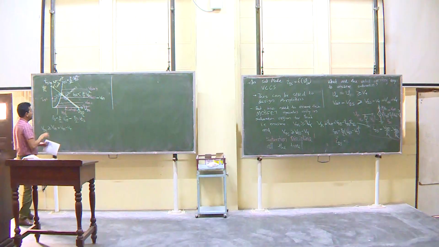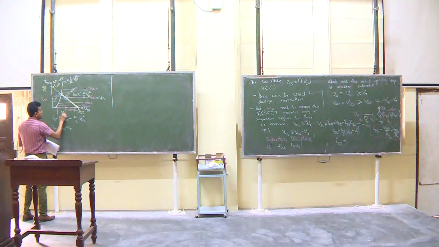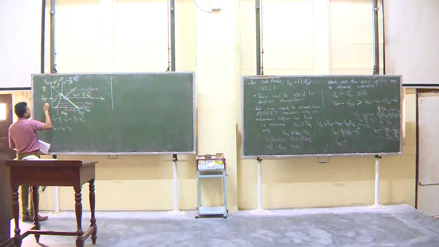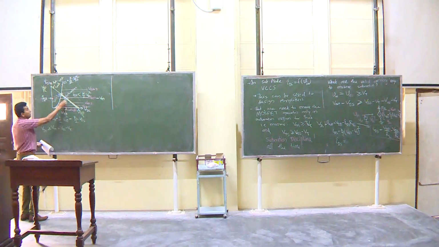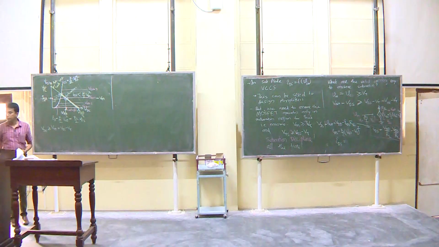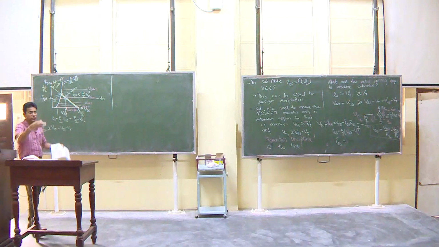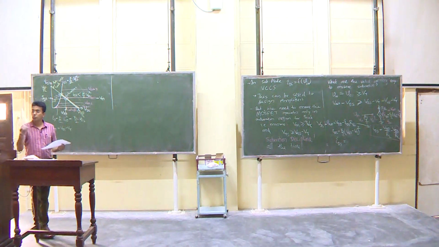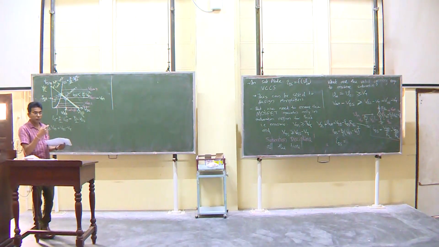So let me put it in green. VDS, IDS. This has to be like that. Okay. As soon as you know the input voltage, now you know the output voltage, and you don't even have to make any calculations. This is a graphical method.